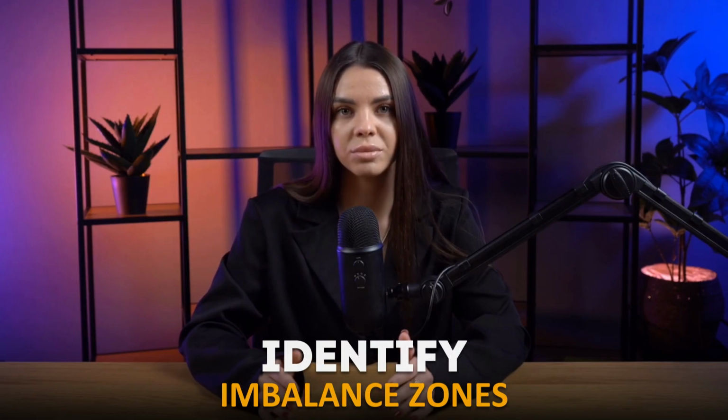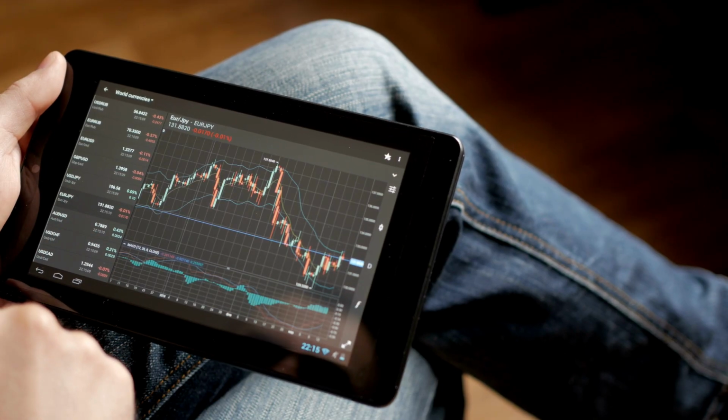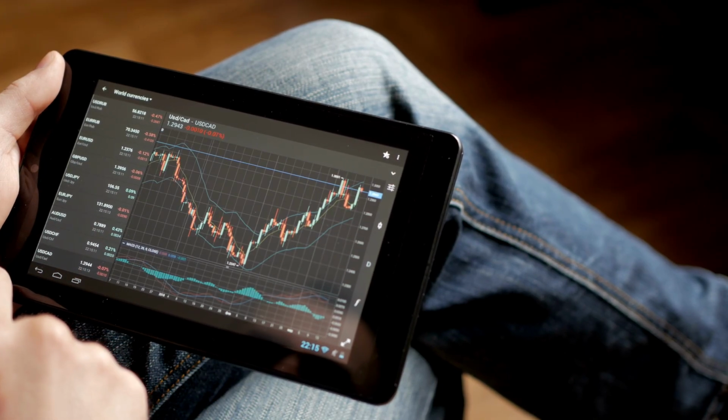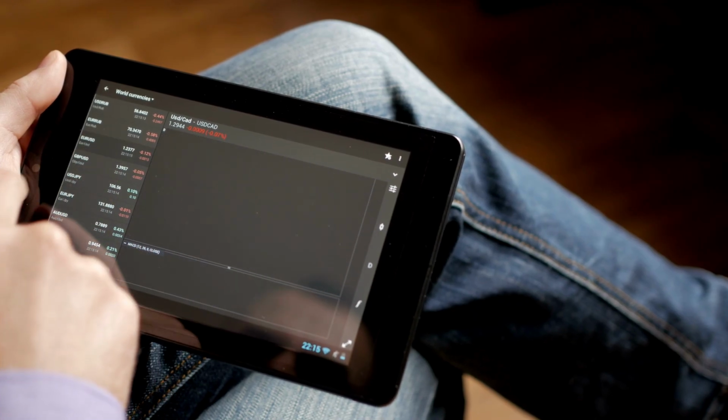When you look at the chart, one of the first steps should be to identify imbalance zones. They literally reflect the movements of big capital, and where big money is, that's where you need to be, because following the actions of institutional players significantly increases the chances of successful trades.